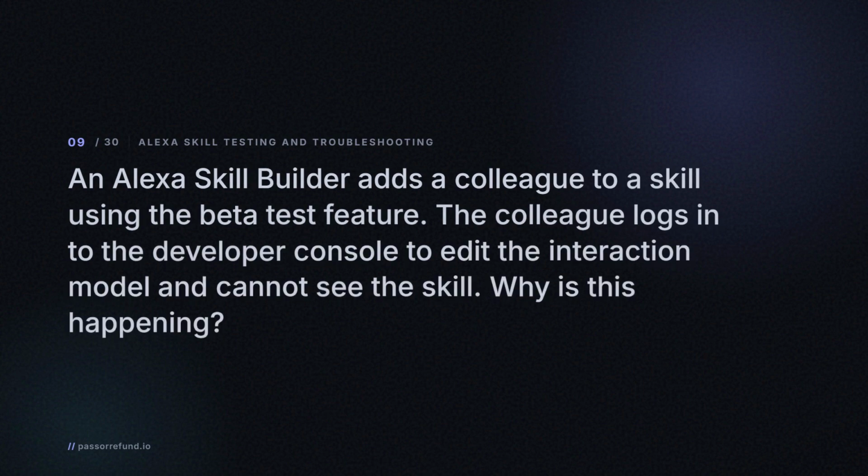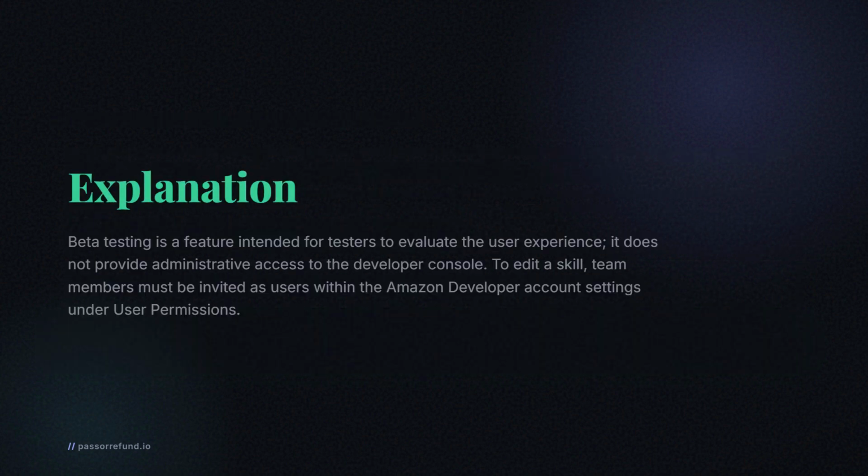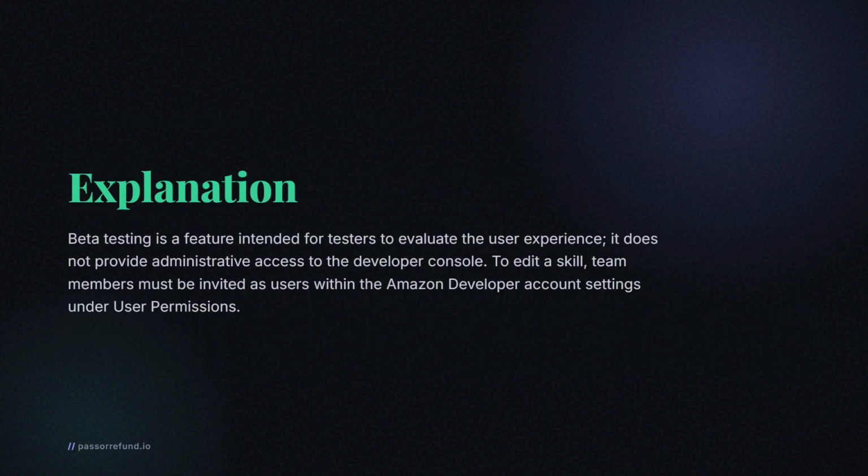Now, consider this. An Alexa skill builder adds a colleague to a skill using the beta test feature. The colleague logs into the developer console to edit the interaction model and can't see the skill. Why is this happening? Here's the answer. D. Beta testing is a feature meant for testers to check out the user experience. It doesn't give administrative access to the developer console.